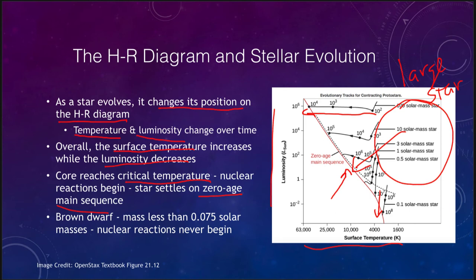So that is where the star will settle, and then it will slowly change over its main sequence lifetime. That main sequence lifetime may be millions of years for a very massive star. It can be billions of years for a star like our sun here, and it could be a trillion years for a very, very low mass star. If the mass is low enough, less than about 0.075 solar masses, it will never achieve high enough temperatures in its core for nuclear reactions to begin, and that becomes what we call a brown dwarf star. So a brown dwarf is a failed star, a star that never became hot enough in its core for nuclear reactions to begin.